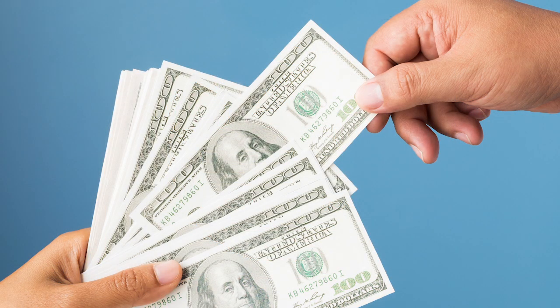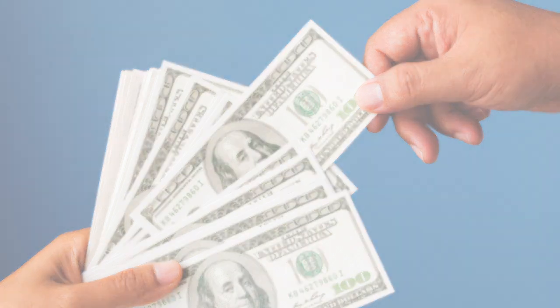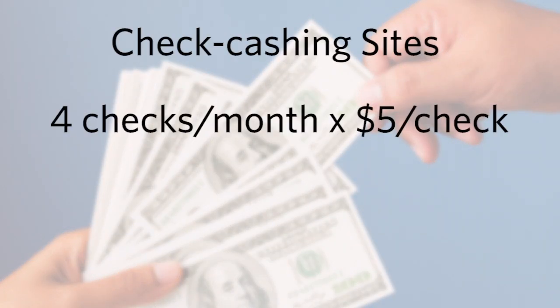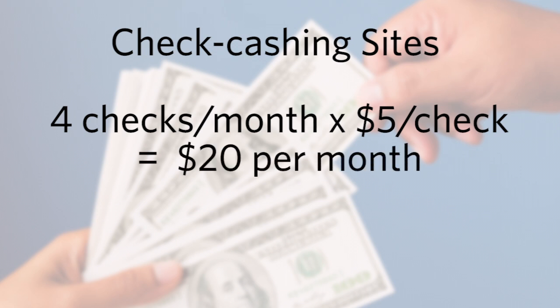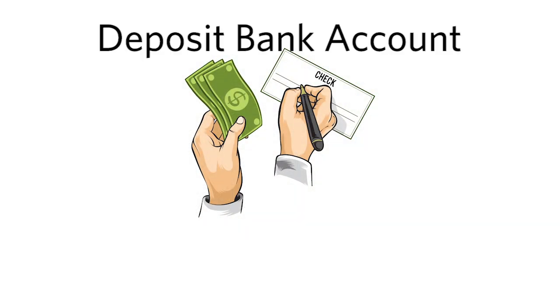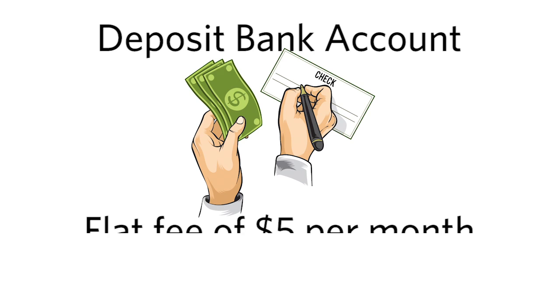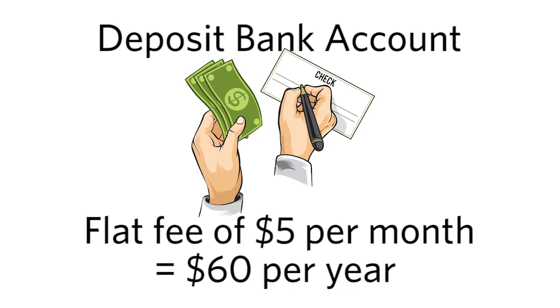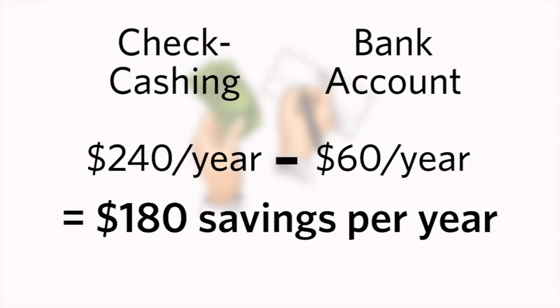Jane uses a check cashing site to cash her checks. She cashes 4 checks each month and is charged $5 each time. That means she pays $20 a month or $240 a year to cash her checks. John has a bank account that charges a monthly fee of $5. In this case, using his checking account for 1 year costs him $60. Using a bank in this situation saves $180, or $240 minus $60, a year.